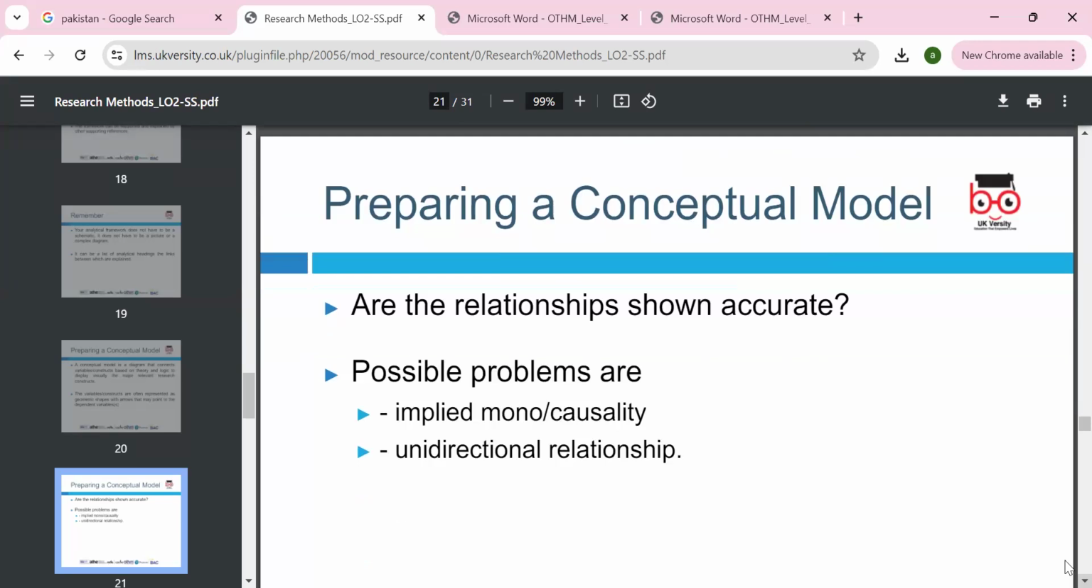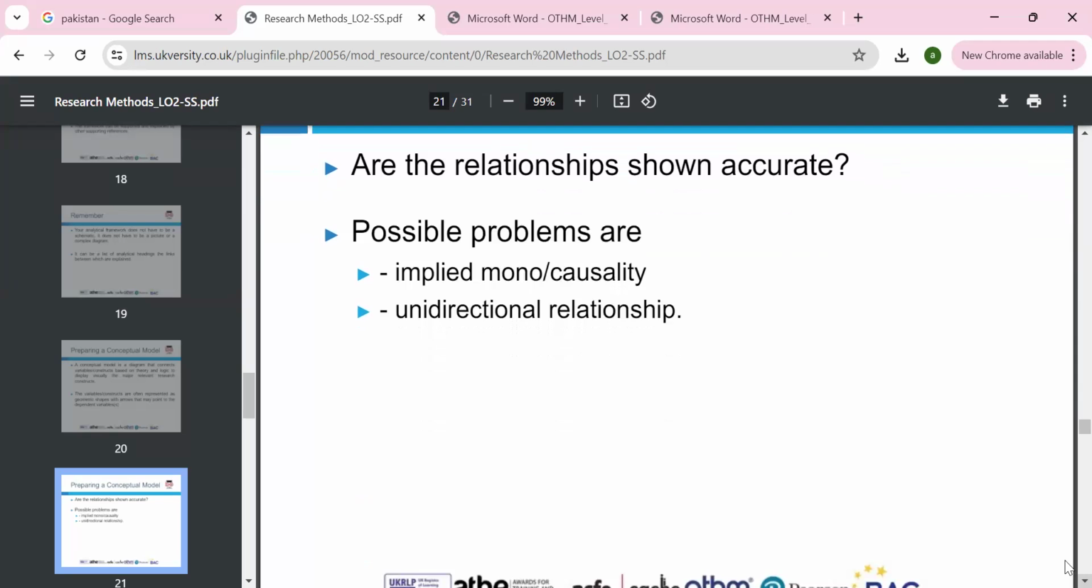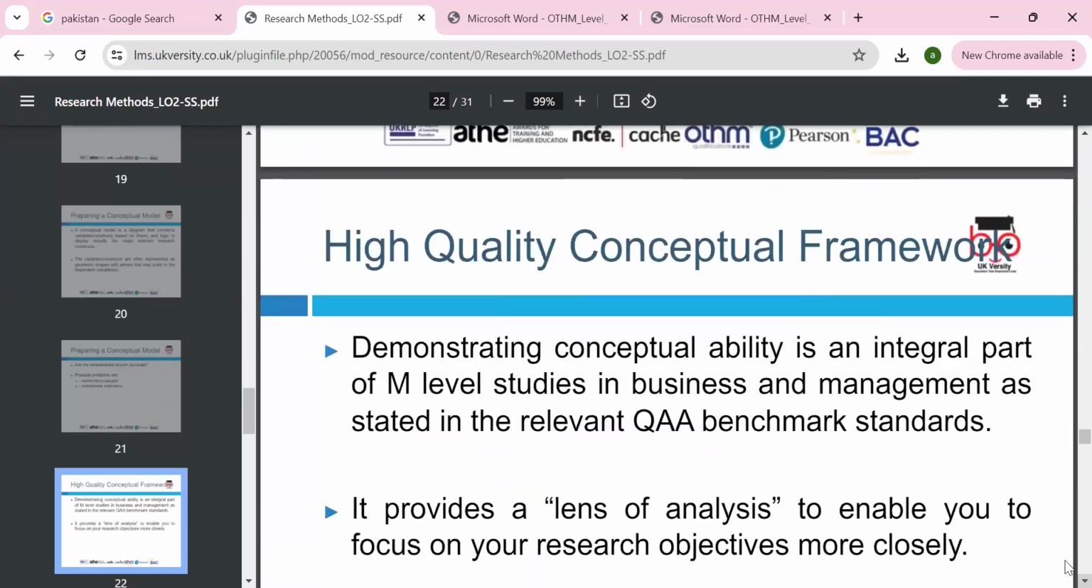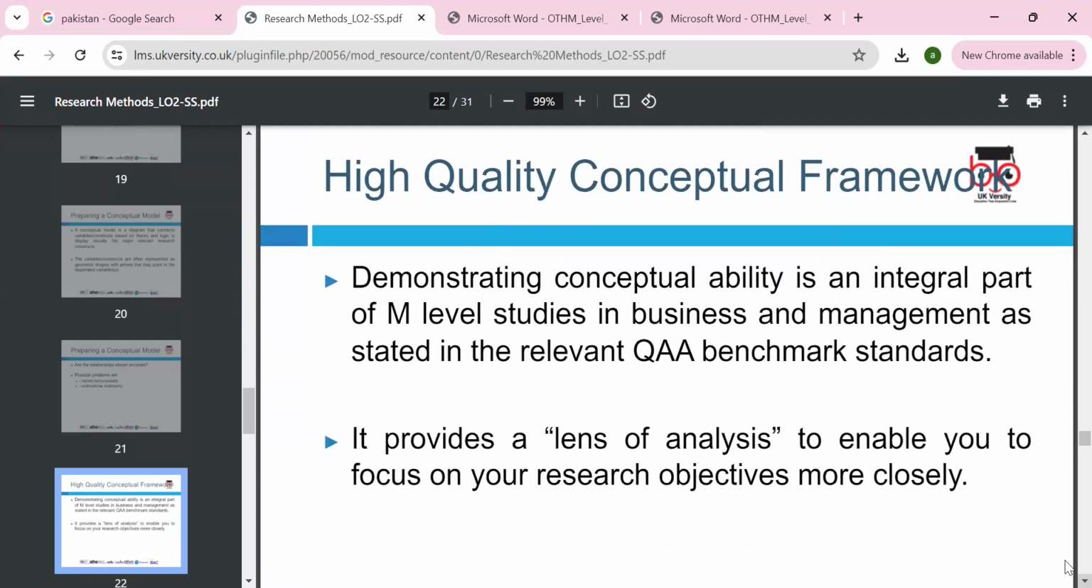The conceptual model shows the relationships, possible problems, implied monocausalities, and unidirectional relationships between variables. That's why we need to look around the literature to see what we have. A high quality conceptual framework demonstrates conceptual ability and integrates the parts at different levels of study. We have quality assurance benchmark standards again for the research. It provides lenses for analysis and enables you to focus on the research objective.